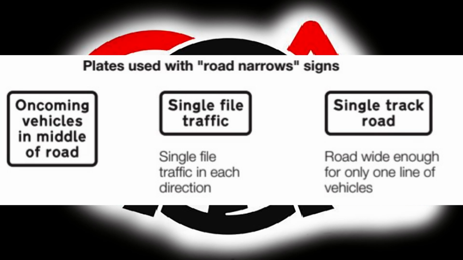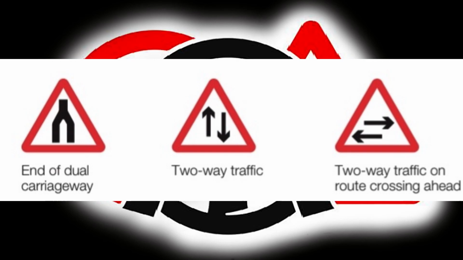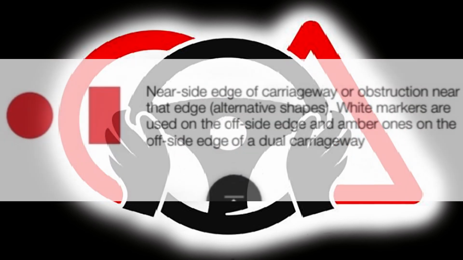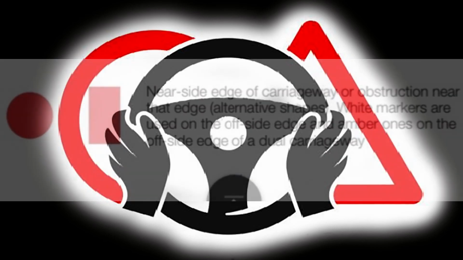Oncoming vehicles in the middle of road. Single file traffic in each direction. Road wide enough for only one line of vehicles. End of dual carriageway. Two-way traffic. Two-way traffic on route crossing ahead. Near side edge of carriageway or obstruction near that edge, alternative shapes. White markers are used on the nearside edge and amber ones on the offside edge of a dual carriageway.